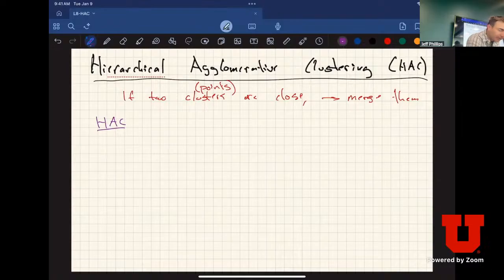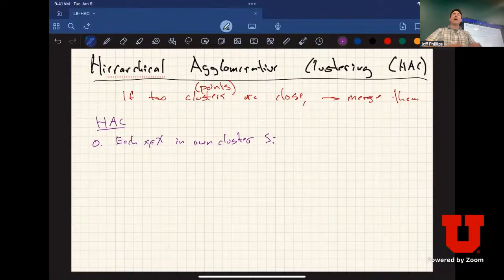So, initialize. I'm going to put each xi in x in its own cluster Si. So after step 0, if I have n data points, I have n clusters. Every point is in a cluster of size 1. Okay. And then I'm going to have a while loop.